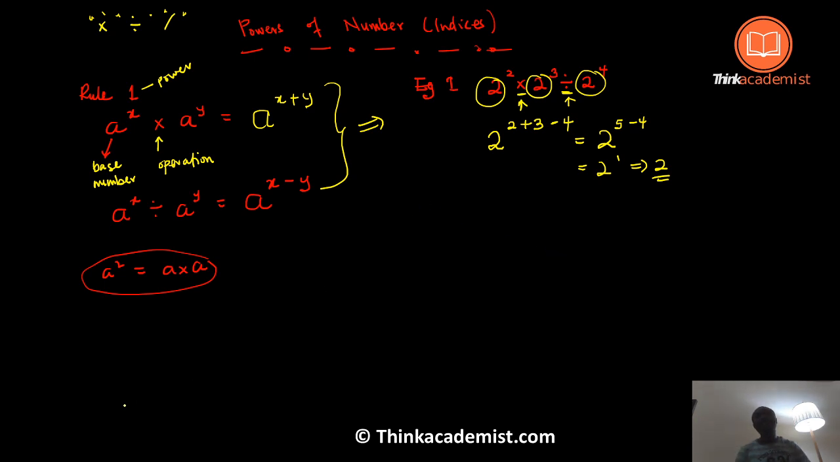Another, more complex one that can be given to us, let me change the color, is example 2. With example 2, they are saying that we have a raised to the power 6 divided by a raised to the power 4 is equal to 64. Now with this one, it is not just an expression which involves what?